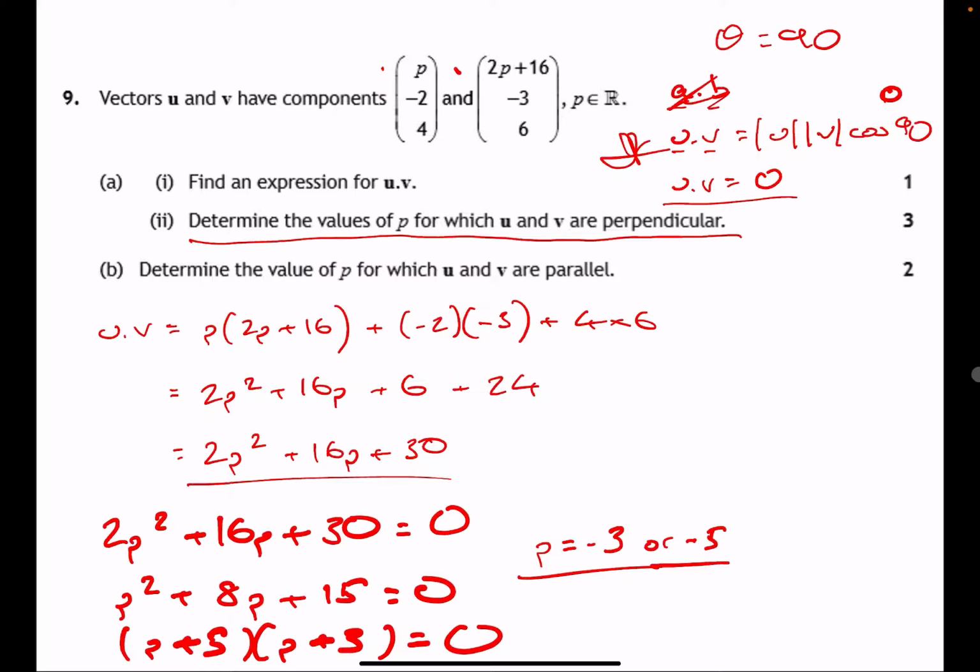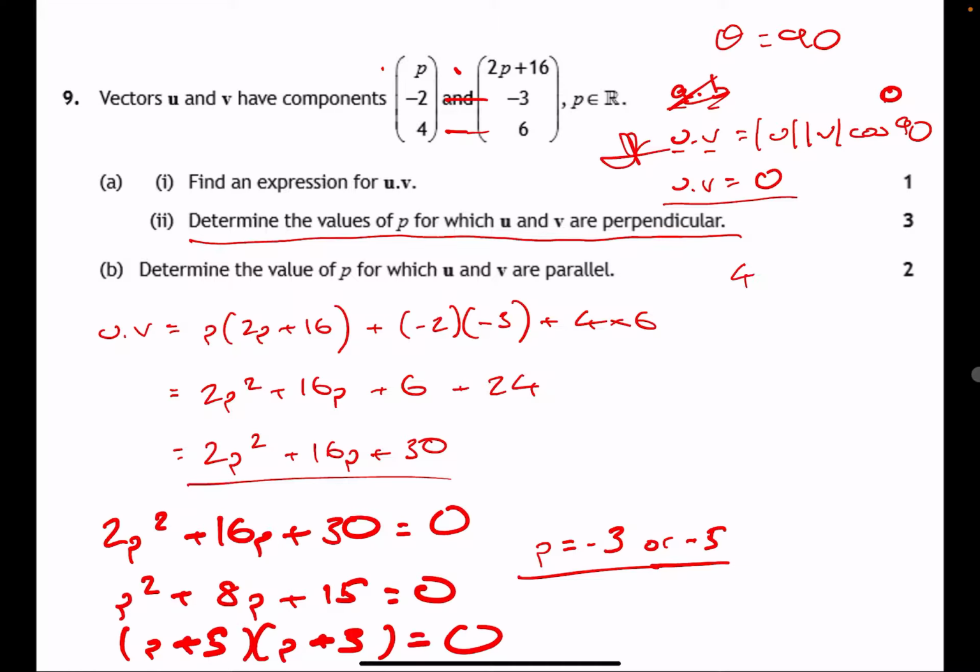So for the last one, determine the value of p for which u and v are parallel. This links back to something we were doing before: it means there's a scalar between the two of them, so u is basically a scalar multiple of v. In other words, u times something should give me v. What I can do is look at the two bottom components and see the connection between them.